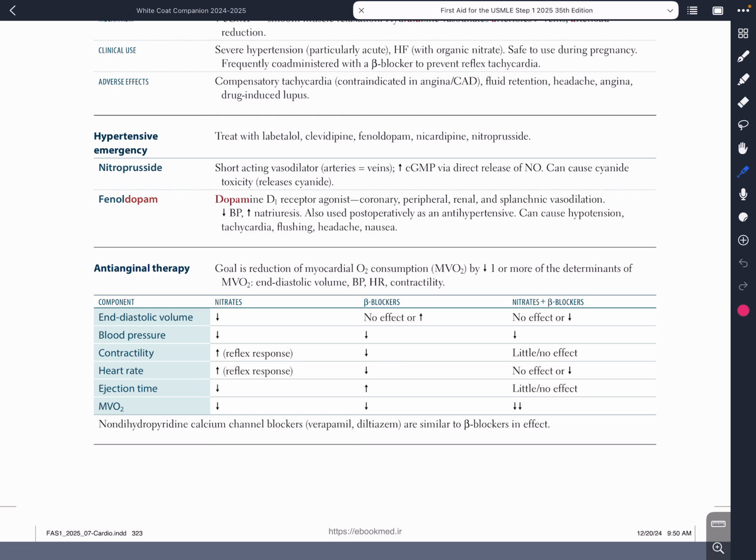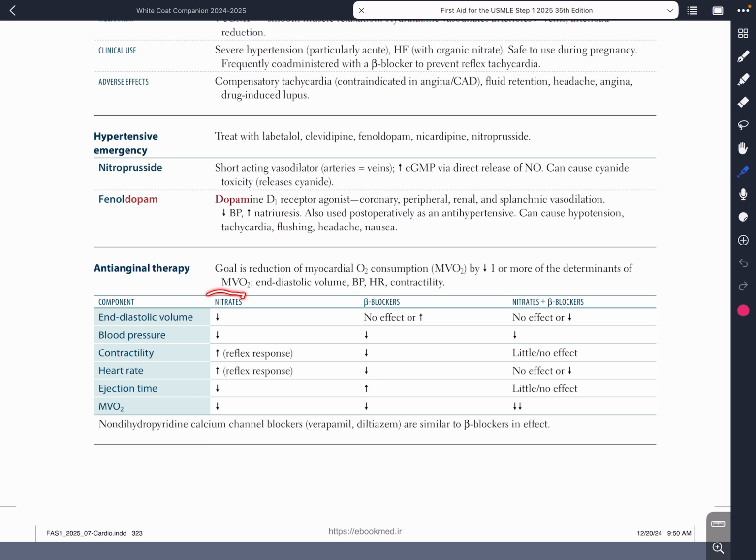Ejection time is lowered with nitrates and increased with beta blockers. The net effect of nitrate and beta blocker given together is that they cancel out each other, so little or no effect is seen in ejection time with the combination of nitrates and beta blockers.